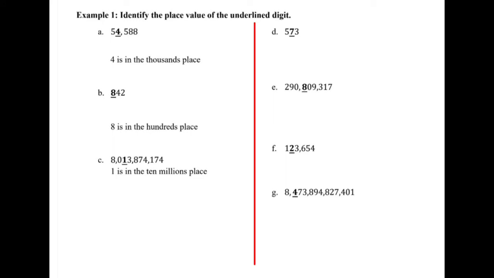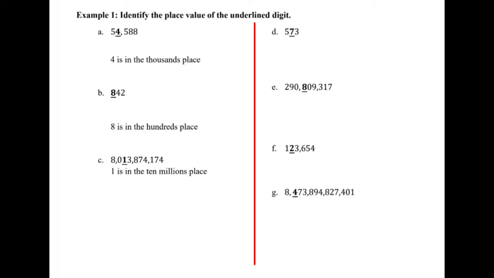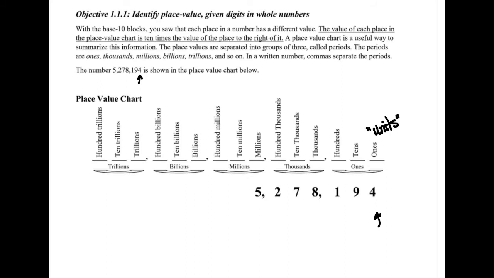Okay, in this example, they have one number that's in bold and underlined, and they want you to find out what place value that is. Okay, if you want to use your place value chart, you can do that. So like this, 54,588. Okay, I'm going to take that back here. So we're starting here on the end, that goes in the ones, and then you put one number in each place. Notice the comma lined up.